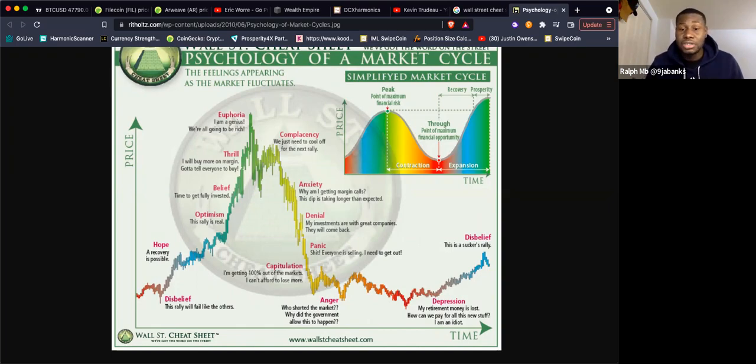You can trade some of these assets on crypto, right? On your MT4, and you can trade some of these assets also in different exchanges.